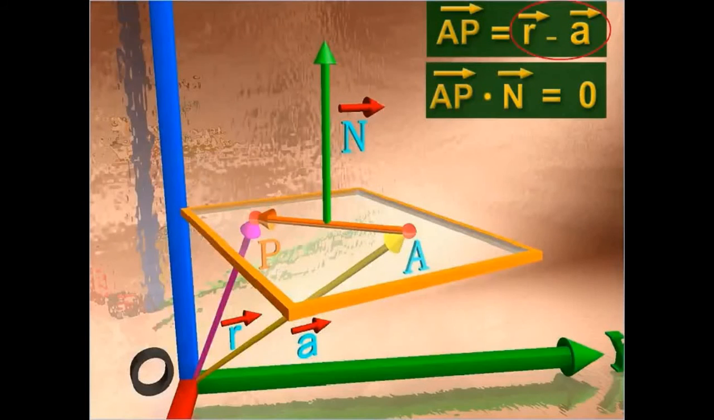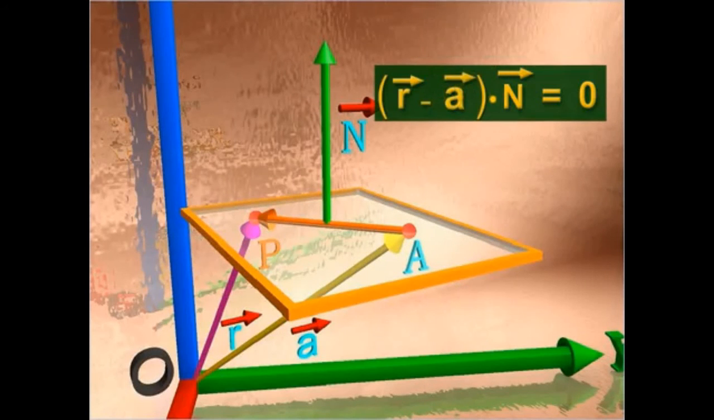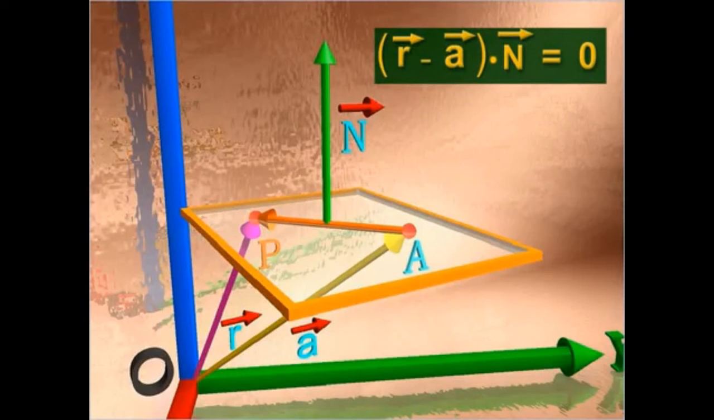Substituting vector R minus vector A for vector AP in the equation, vector AP dot vector n is equal to 0, you will get vector R minus vector A whole dot vector n is equal to 0. This equation represents the vector equation of the plane.